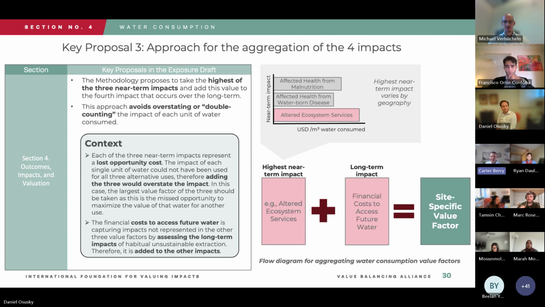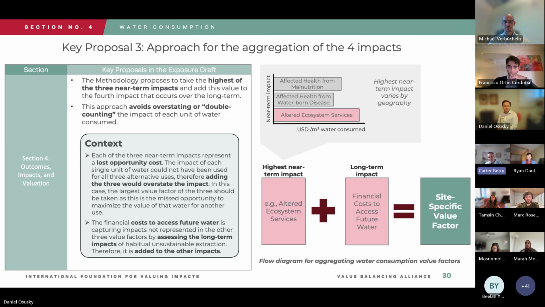And so simply adding them all together would potentially lead to an overstatement of the impact. So instead, what the methodology does is it takes an economic approach, and it says that the preparer should take the largest of these three value factors, as this represents the missed opportunity to maximize the value of that water for one of these uses.